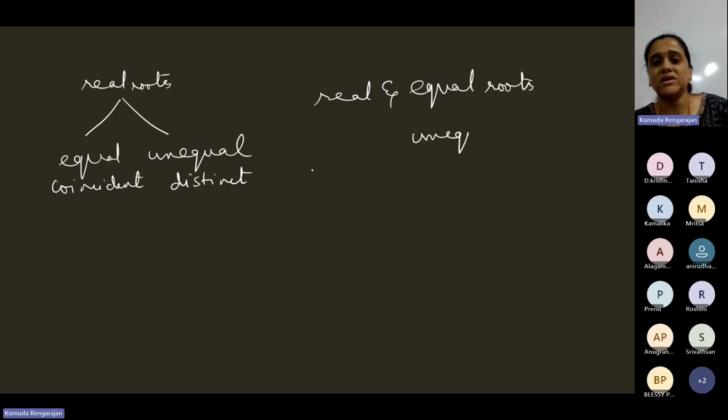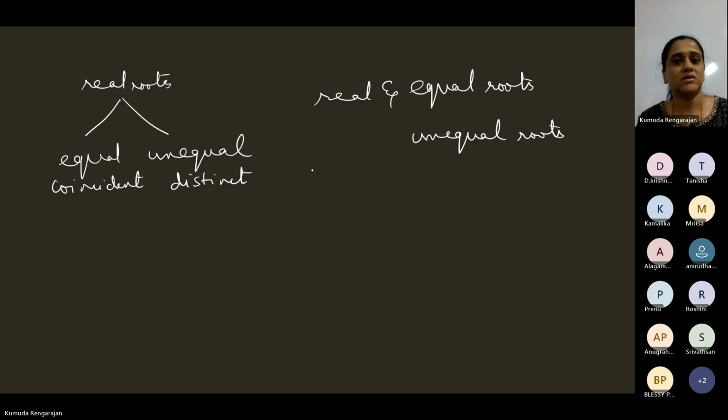Unequal roots. It's given that a quadratic equation has unequal roots. So there's no further question. Unequal roots means real unequal roots. So when it's given equal or unequal, we don't have any further questions, because they mean real equal, real unequal. But when it's simply given real roots, we have a question ahead. Are they real and equal or are they real and unequal? You understand?